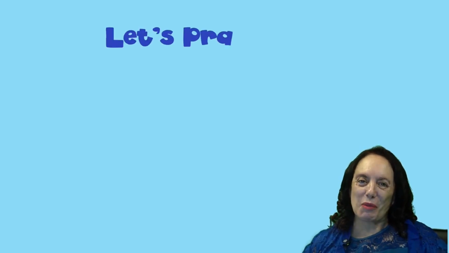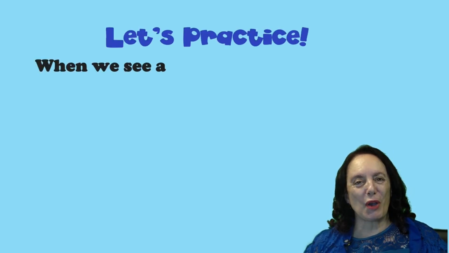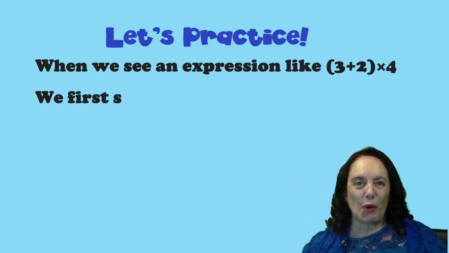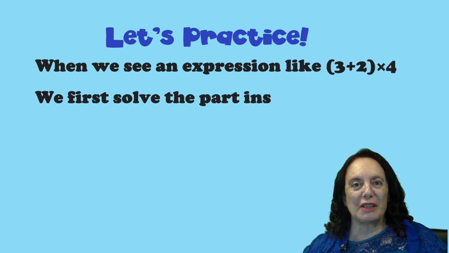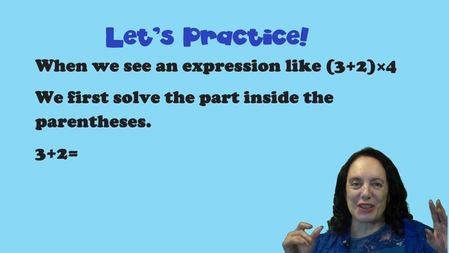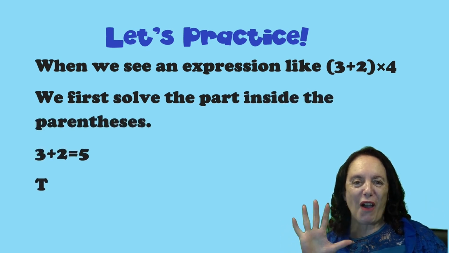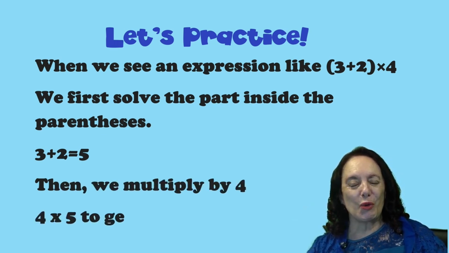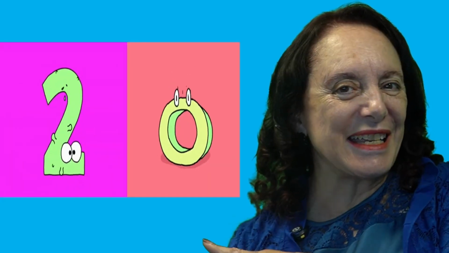All right, let's practice. When we see an expression like (3 plus 2) times 4, first we do the part inside the parentheses. So what is 3 plus 2? 3 plus 2 is 5. Then we take 5 times 4, which is 20.